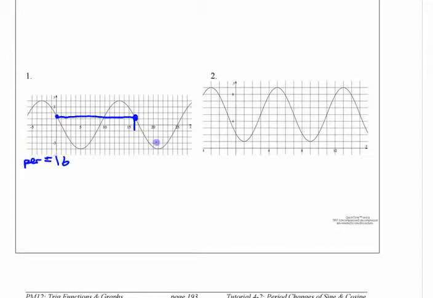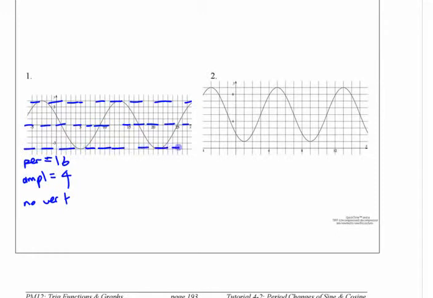After that, you need to figure out how far it has been expanded vertically here. Amplitude is 4. You need to figure out if there's a vertical shift. No vertical shift on this because the center line is right on the axis. Again, just look at the top, the bottom, and the midline, and that gives you the range, and that helps figure out what's happening here.